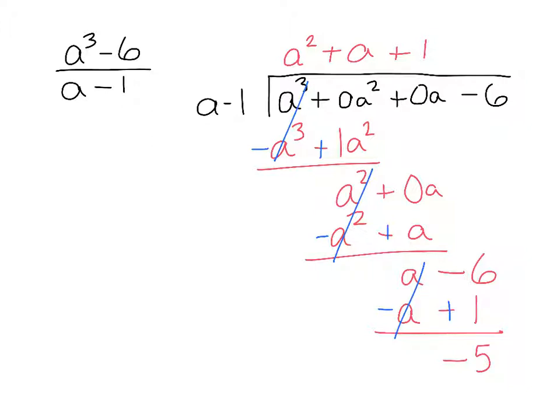And this is a little messier to write. My answer is going to be the quotient that I have up here. This is the quotient, so this is my answer, plus the remainder over that divisor. Here I go. I'm going to write as my final answer. What I would type in is a squared plus a plus 1 plus my remainder, which is a negative 5, over my divisor a minus 1. And that's how that would look when you type it in.